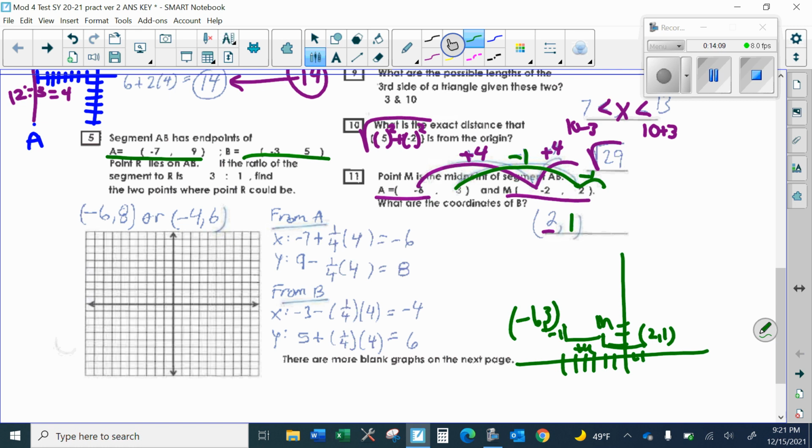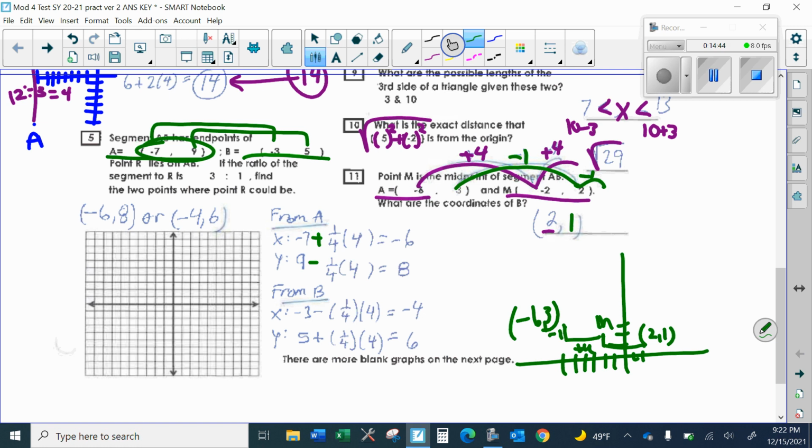Well, 3 to 1 from A, yes. Okay, so it's my choice which way I can go: 3 parts from A and 3 parts from B, or I can go 1 part from A and 1 part from B. Obviously 1 is less, so just use that. So from A, again, put down the point, negative 7, 9. If I'm going from negative 7 to negative 3, that's to the right, so it's positive. If I'm going from 9 down to 5, that's down, so it's minus.